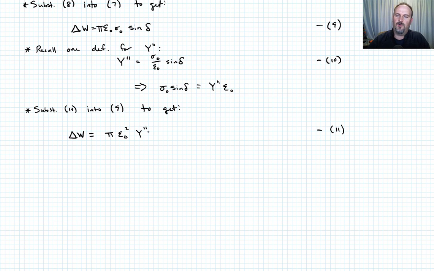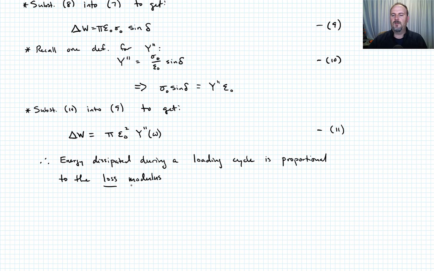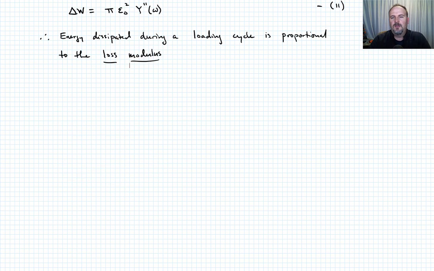And I'll remind you, y double prime is a function of omega. So what does this say? This says that the energy dissipated during a cycle is proportional to the loss modulus. Okay, so that's the first important conclusion that we've come to. So that's the energy dissipated during a cycle.